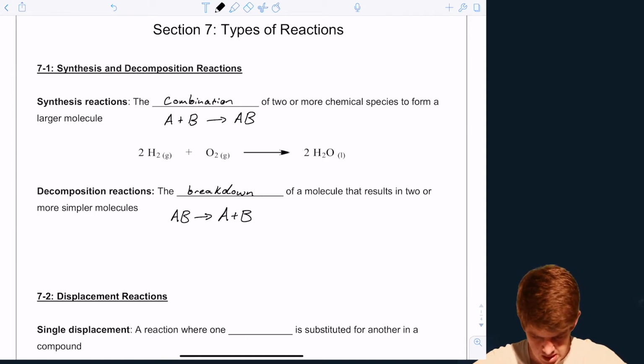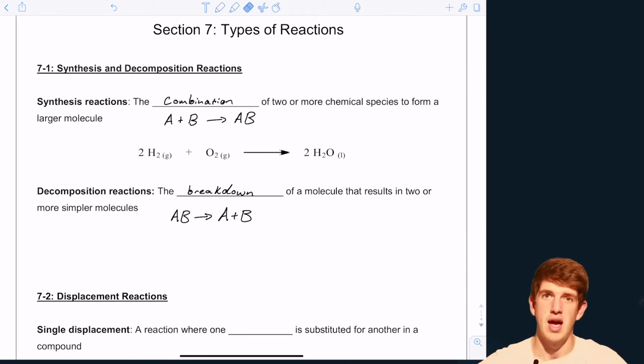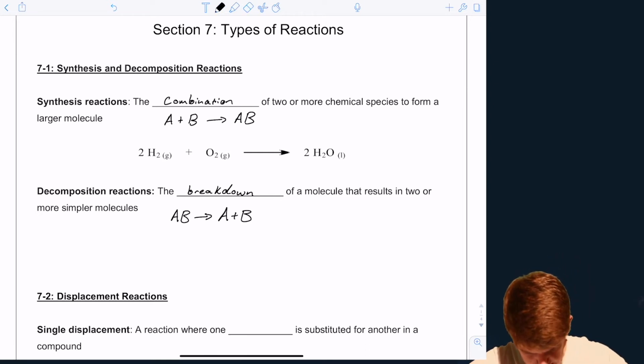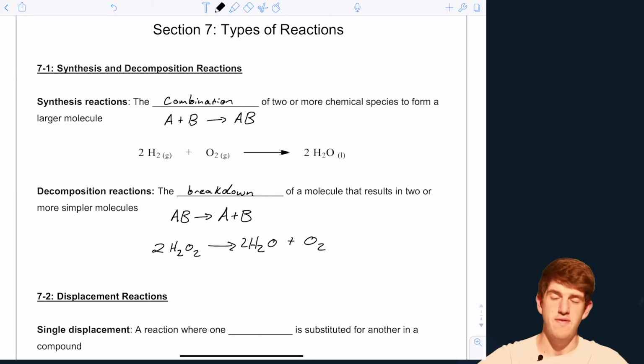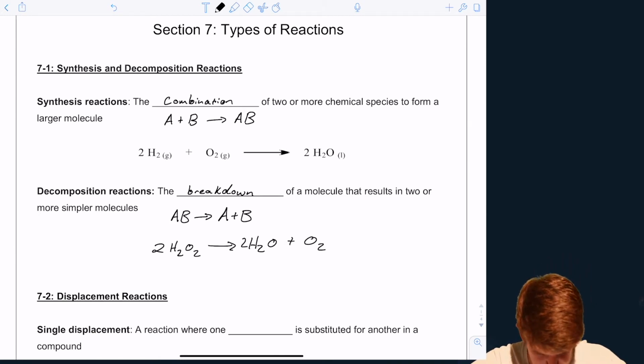Now, an example of a decomposition reaction would just be hydrogen peroxide. So hydrogen peroxide, if you have it in your house, has an expiration date on it. And that's because hydrogen peroxide is relatively unstable and it will degrade into H2O, two of them, plus oxygen gas. So the fact that I have one reactant is a really good sign that I'm dealing with a decomposition.